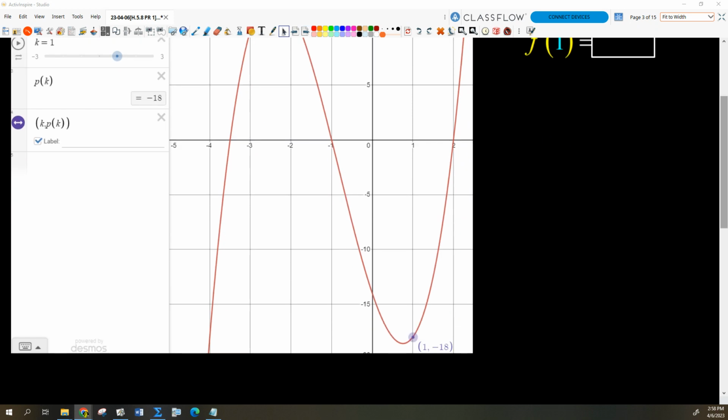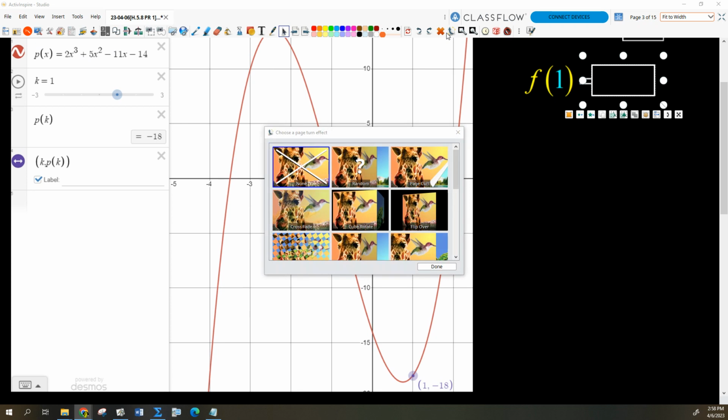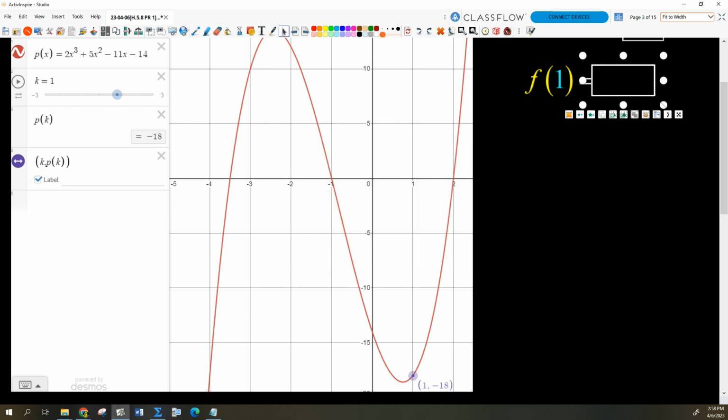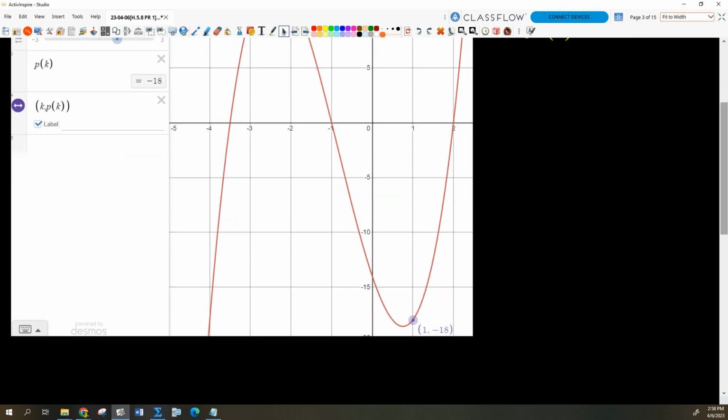Oh, look at that. The output when x is 1 is negative 18. Huh. What do you know? Oops, I didn't want to do that. I wanted to do that. There we go, right? So it's negative 18. That's what was in the remainder box, and that's the value of the function.